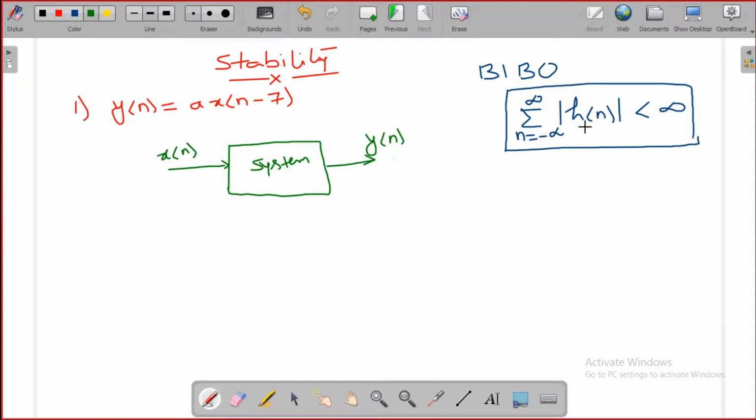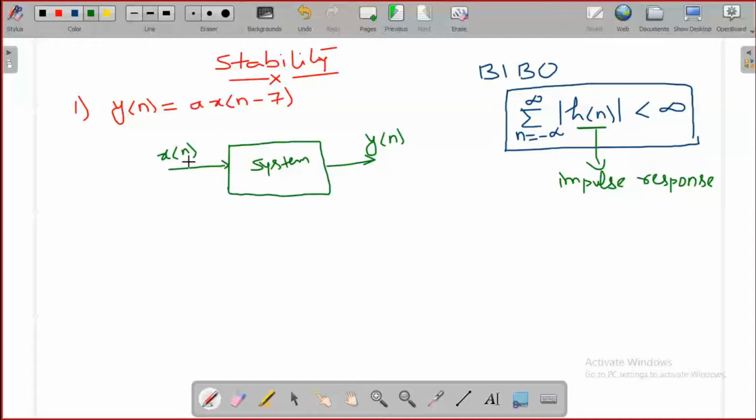Generally, what does this h of n stand for? h of n is the impulse response. What do you mean by the impulse response? Impulse response is nothing but the response or output of the system when the input is the impulse signal. For any system, if you apply the impulse signal as input, the corresponding output is called the impulse response, represented with h of n.